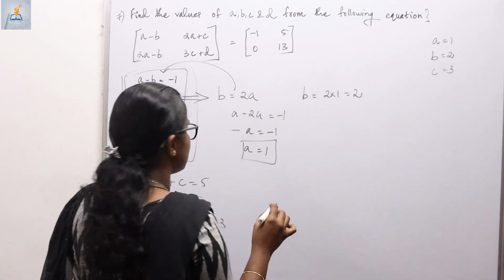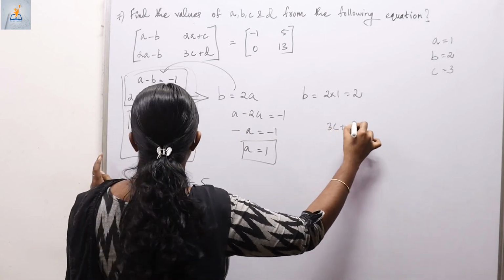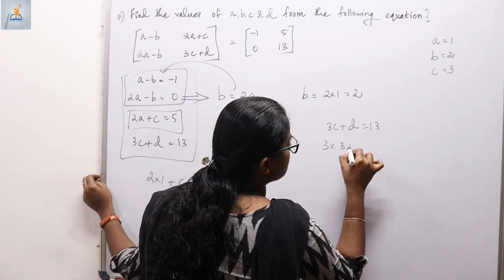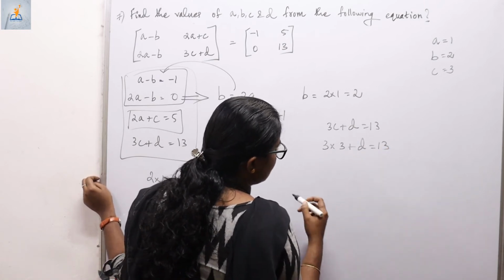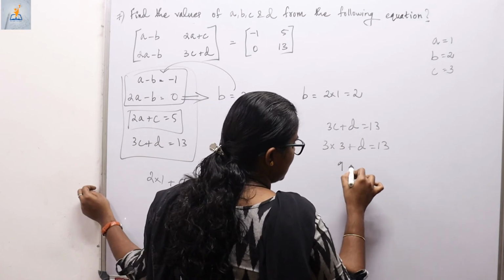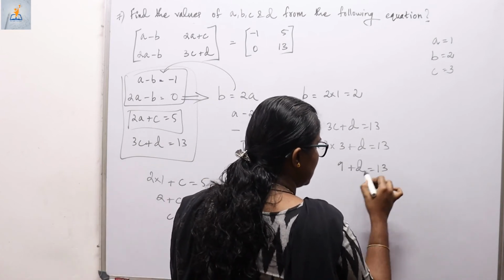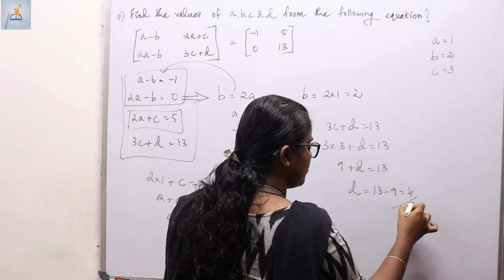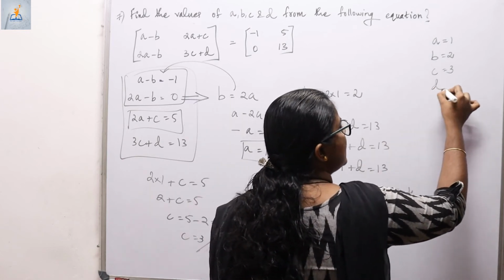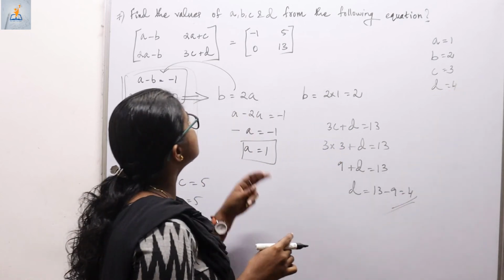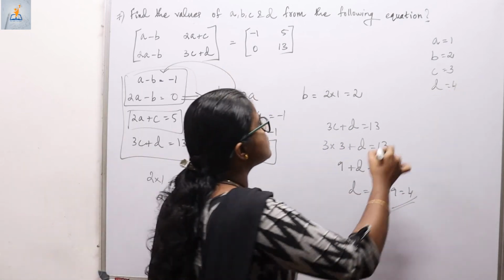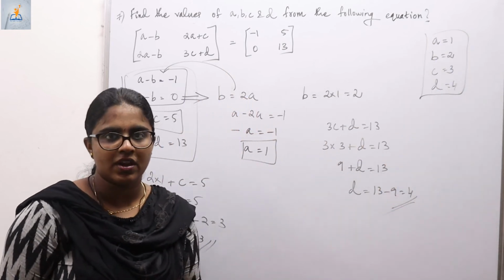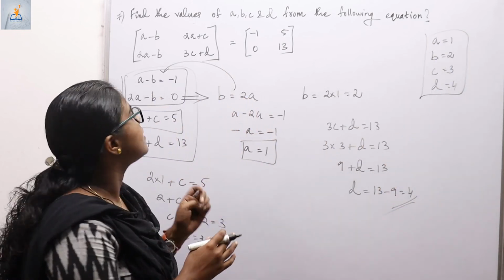Now from the last equation, 3c plus d is equal to 13. We will get it like this, that is 3 times 3 plus d is equal to 13. 3 times 3 is nothing but 9. So 9 plus d is equal to 13, and d is equal to 13 minus 9, which is 4. So we got the value of d as 4. So from this equation, we got the values of a, b, c and d as 1, 2, 3 and 4 respectively. So that's the end of 7th question.